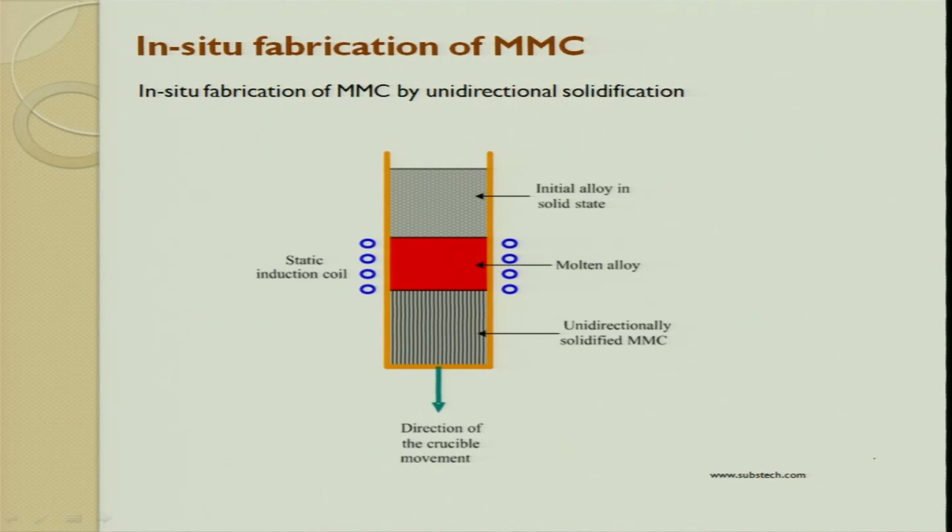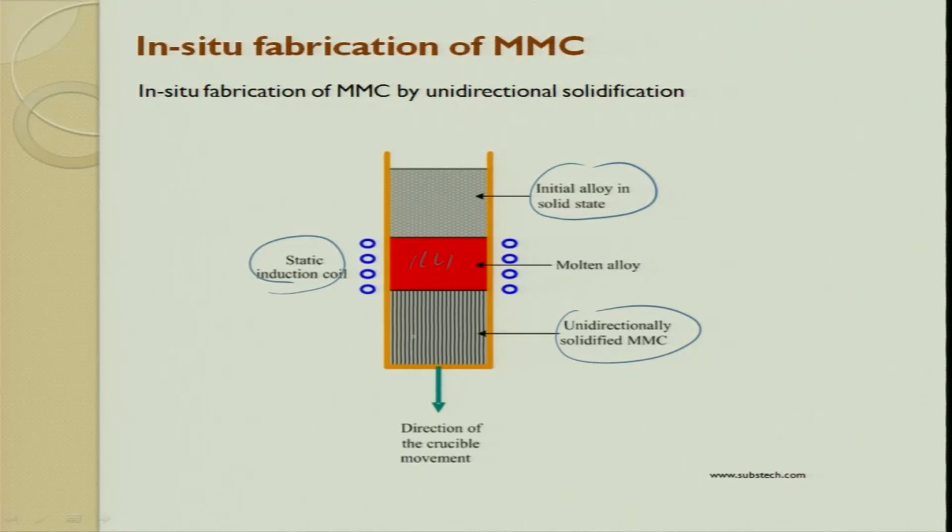So, this is how in situ fabrication works. We have heat being applied, so there is molten material. We have the initial alloy in solid state, we have a unidirectional solidification MMC, and then we have a direction Q. So, we try to have the initial alloy here and then apply a lot of heat.